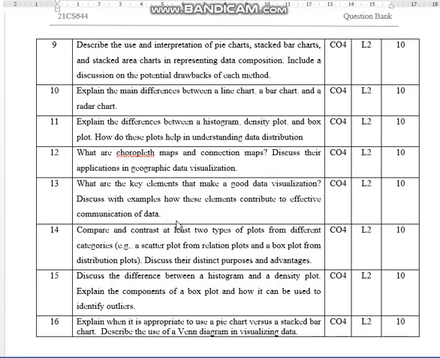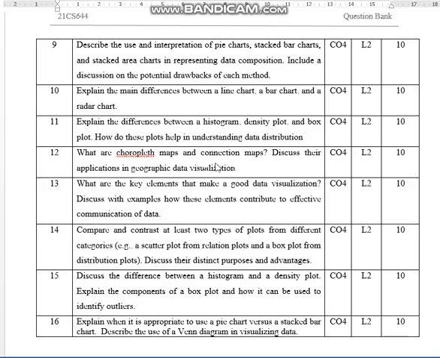And these are again some of the expected questions in the third module. Describe the use and interpretation of pie charts, stacked bar charts and stacked area charts in representing data composition. Include a discussion on the potential drawbacks of each method. Explain the main differences between a line chart, bar chart and the radar chart. And explain the differences between histogram, density plot and box plot. How do these plots help in understanding data distribution?